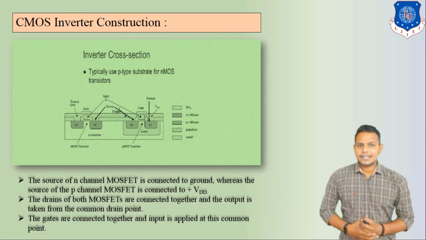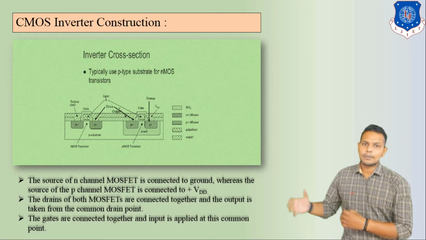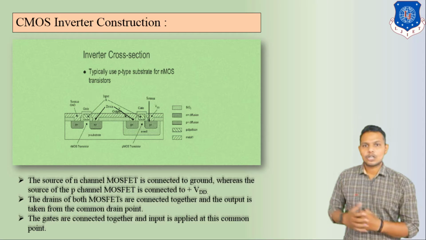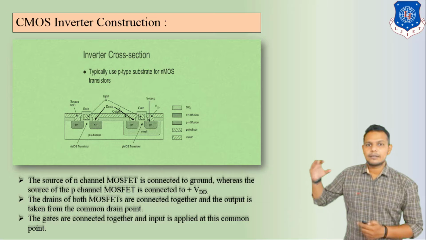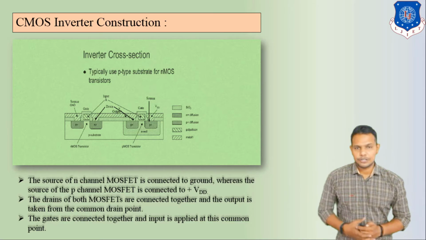The gates are connected together and the input is applied at the common point. The input is applied at a common terminal. So this is the basic and fundamental information about CMOS inverter construction.